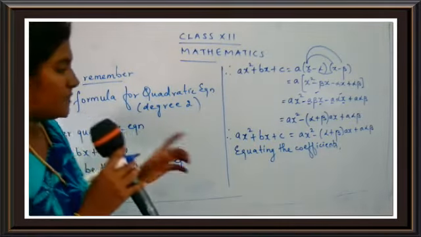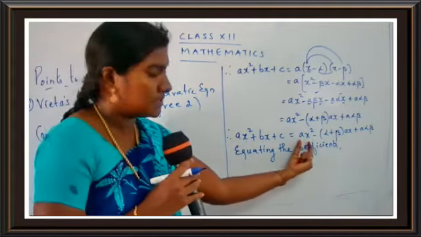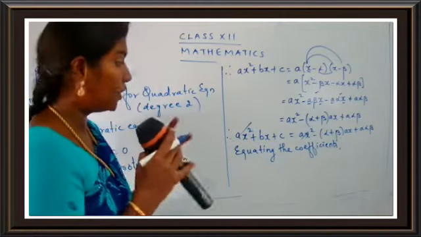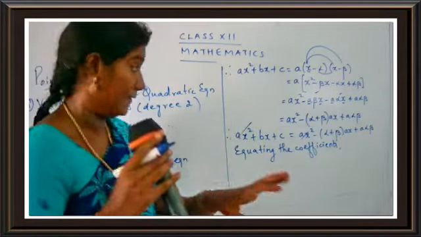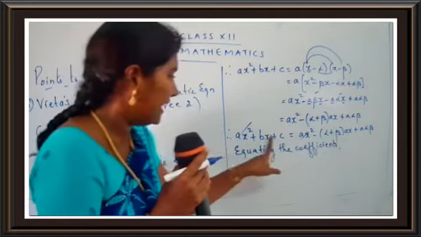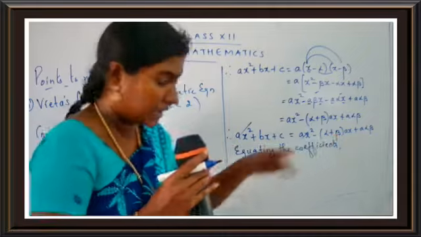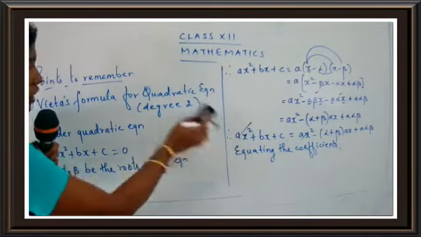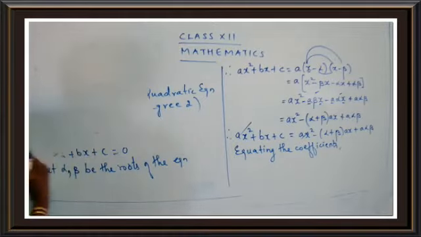Equating the coefficients means, see, now here this term and this term are the same, so they will get cancelled, because they are the same terms with the same sign. Now x is here, x is here, so you are going to take these two terms together. I'll write the answers here directly, but I'll tell you how we get that step. Just see here carefully, children.